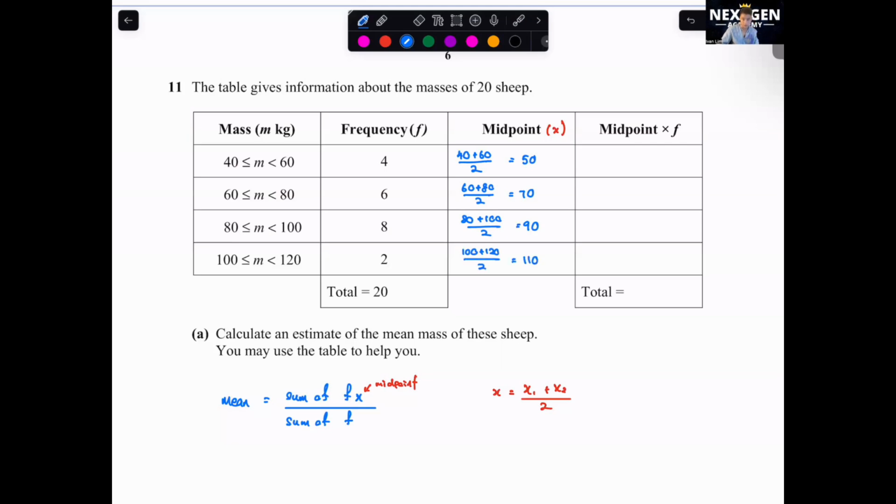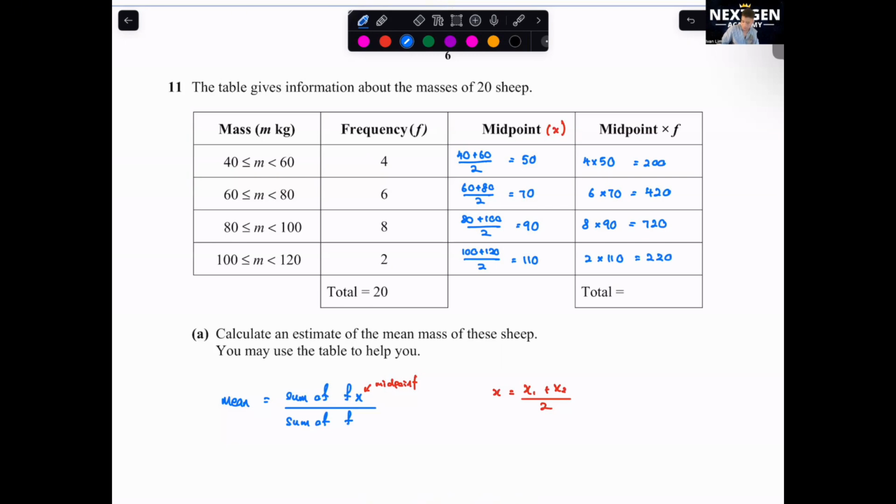Okay, you have to find the x value first. Then they say midpoint multiplied by f. So this times this, this times this, this times this, this times this. Okay, you can just type in the calculator. 4 times 50. Okay, maybe I write down the working. 4 times 50, 200. 6 times 70, 420. 8 times 90, 720. 2 times 110, 220.